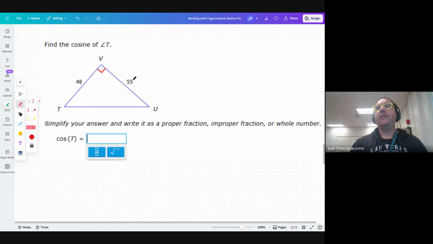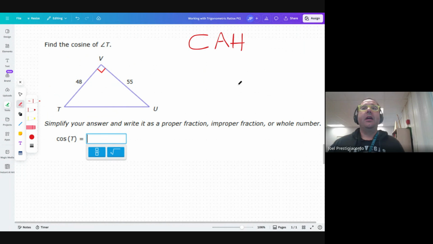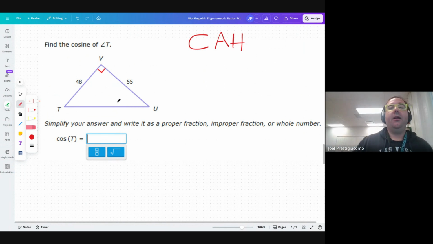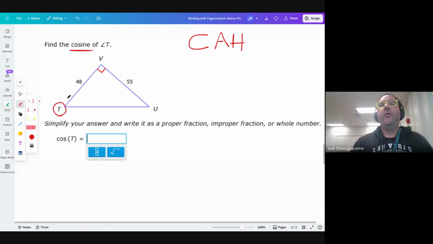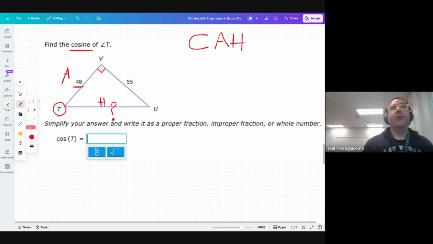Okay, what about the cosine of angle T? All right, so remember, cosine is CAH. Now this one throws us for a little bit of a loop, and we have to be very careful here because we can easily get confused. But we start with, okay, we know what cosine is, of angle T. So if we look here, we have the adjacent side, but the hypotenuse is missing. This is a problem. In order to go through this problem, we have to have the hypotenuse. There's no way around it.